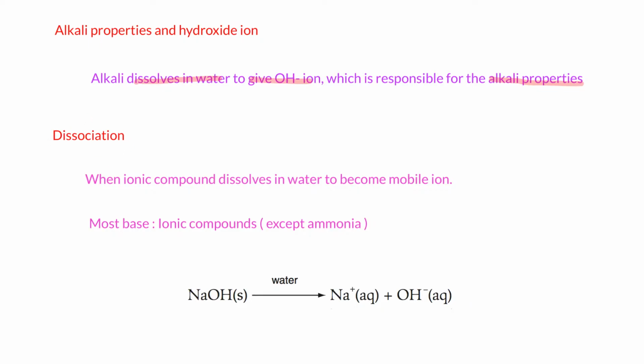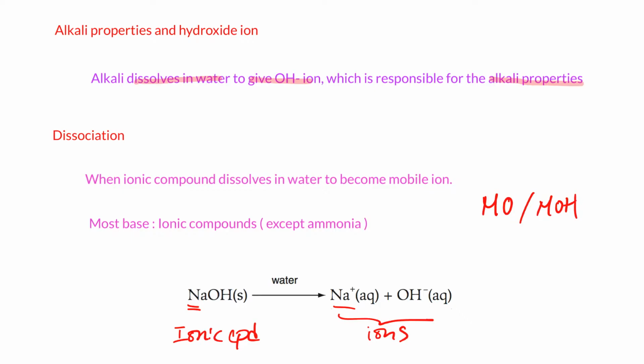Dissociation means that when an ionic compound dissolves in water, it gives mobile ions. So you can see that we have an ionic compound here, sodium hydroxide. This is ionic because we have a metal ion. So we have an ionic compound, and when we put it into the water, it gives ions. Most of the cases, we have ionic compounds in alkaline or base, because we know that they will have metal oxide and metal hydroxide. All these contain metal ion, so we know that they will be ionic compounds.